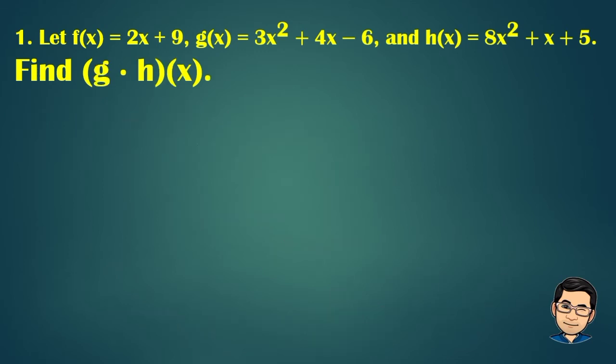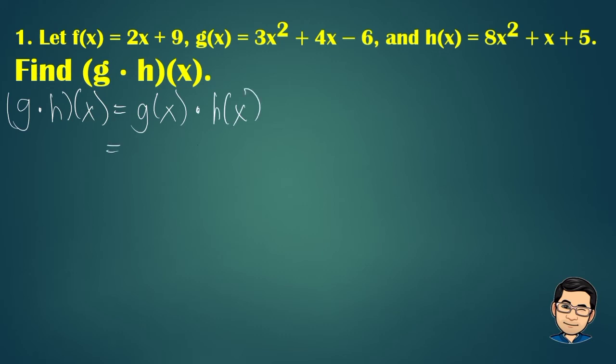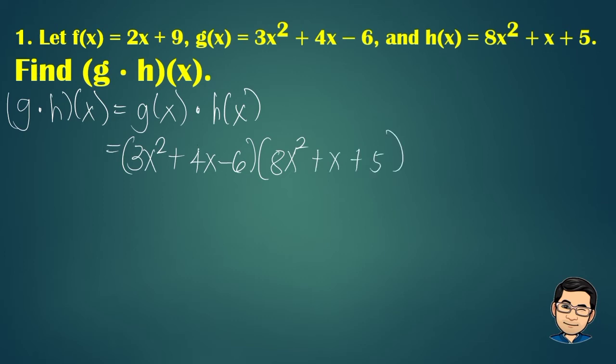So, let's have g times h of x. G times h of x is equal to g of x times h of x. So, the value of g of x, 3x squared plus 4x minus 6, times h of x, 8x squared plus x plus 5. And then, magdidistribute lang tayo. So, 3x squared times 8x squared, that is 24x to the 4th power.